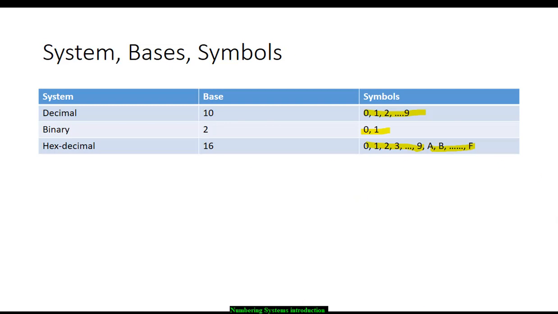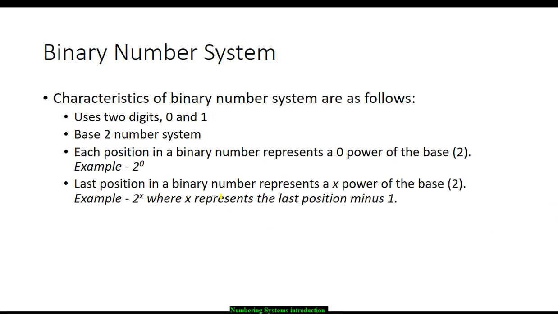Okay, so let me continue with the next slide. Right, so your binary number system uses, as I explained, zeros and ones. It is called the base 2 numbering system. If you look at the example here, this would be 2 to the power of 0, right? So that represents 2 to the power of 0. And the last position of the binary represents 2 to the power of x, where x is the last position, minus 1. That is what you have to remember.